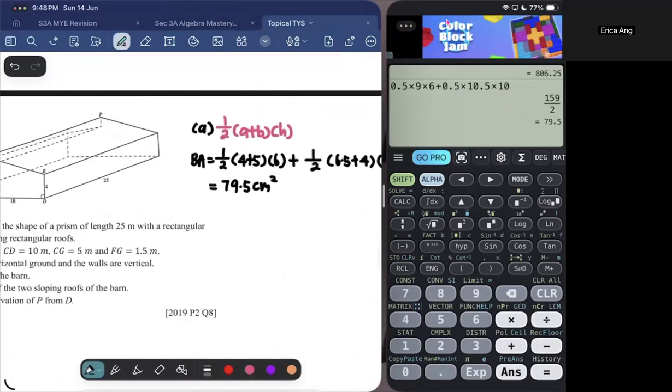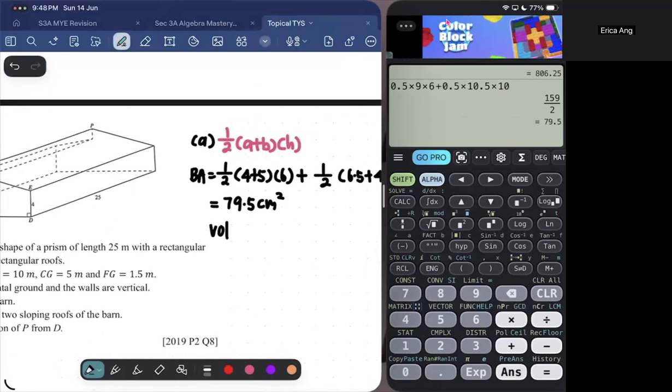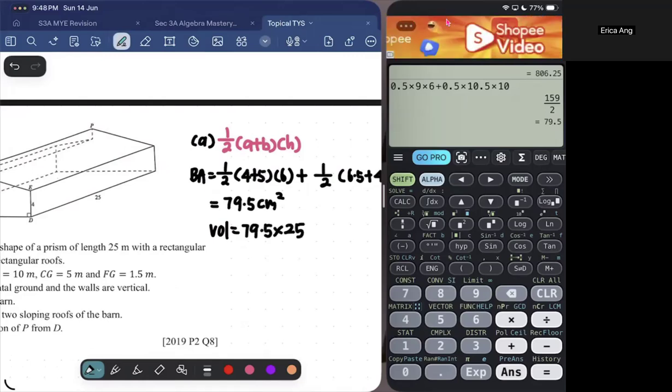So if I want the volume, you multiply to make it three-dimensional. So my volume is 79.5 times 25. When you do this, you get 1987.5. Can you see this is exact? So exact, really don't need to round up or down. Okay, so have this in exact.